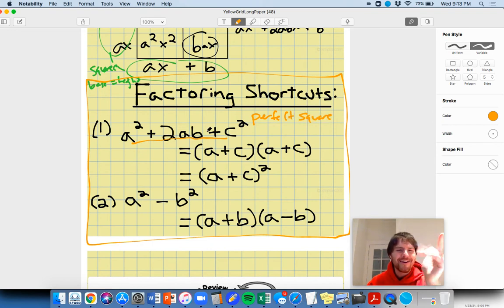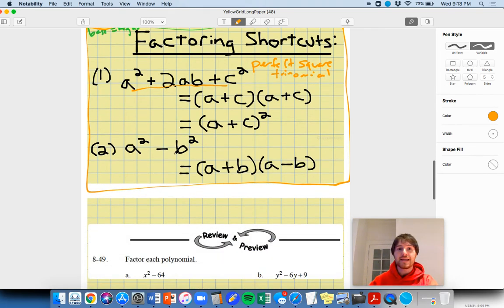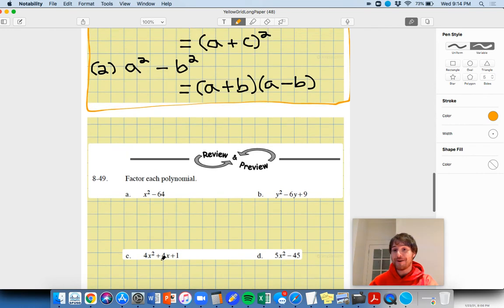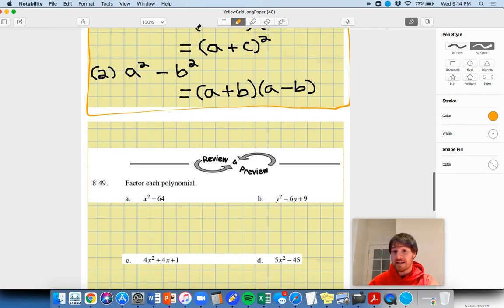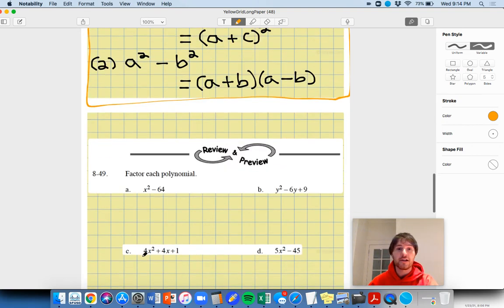Square what? How many terms are there? 3, right? Perfect square trinomial. So when you notice something in this format, in your homework, your very first problem, they're going to give you a couple that are actually special, like this perfect square trinomial here. Check this out.